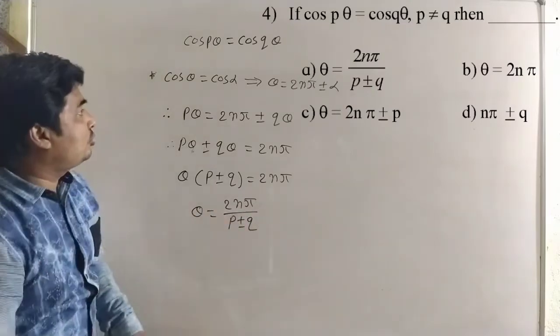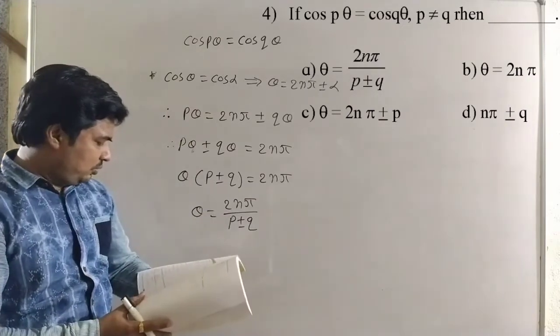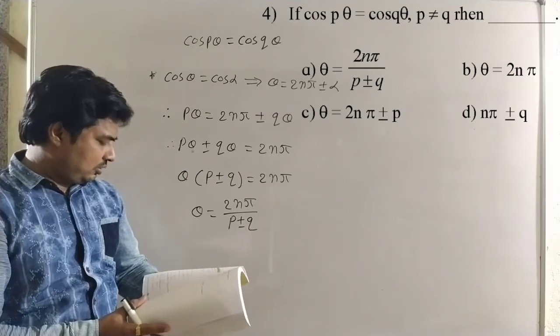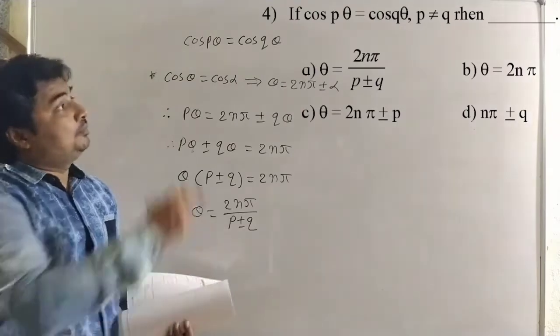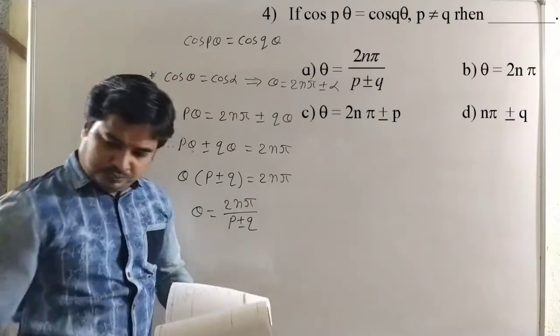It is the general solution of this equation by using the formula, and here the answer is theta is equal to 2n pi upon p plus or minus q. Here it is again option number A. See carefully, option A is the correct answer. Okay. Now the question number 5.